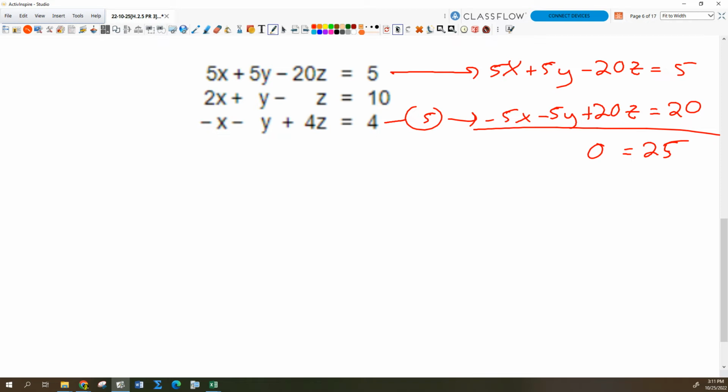Okay, so what's that mean? What that means is this system has no solution. Why? Because the system of those two planes is inconsistent. But what's that mean about the two planes? They have no solution. So what must be true of those two planes? How are they oriented? So they're parallel. Right?